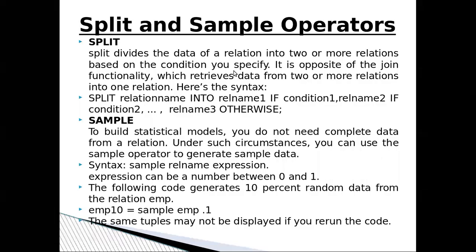Split and sample operators. So split operator would divide your relation into two or more relations based on the condition you specify. And obviously it is the opposite of join functionality. So join is there to join two things. Split is there to split one thing into multiple things. And it could be at least two. Okay. So you need to split something into at least two or more. All right. And the syntax is there, split relation name into relation name 1 if condition, comma, relation name 2 if condition, comma, so on. And then otherwise option can be used with that.